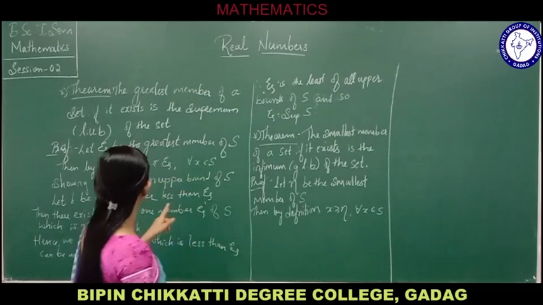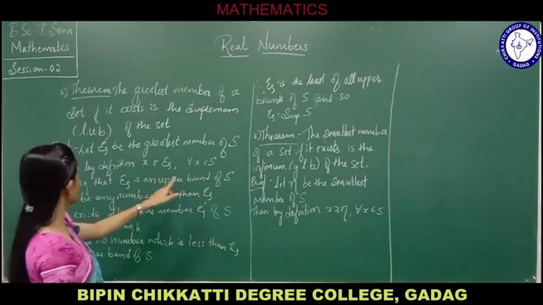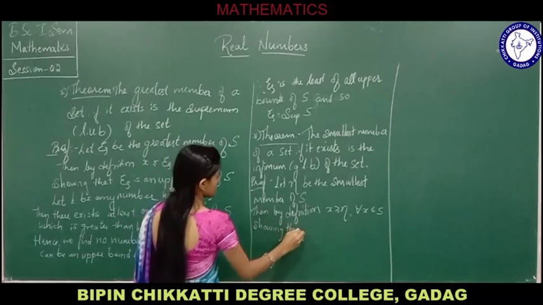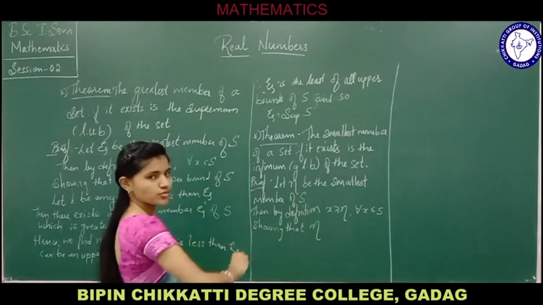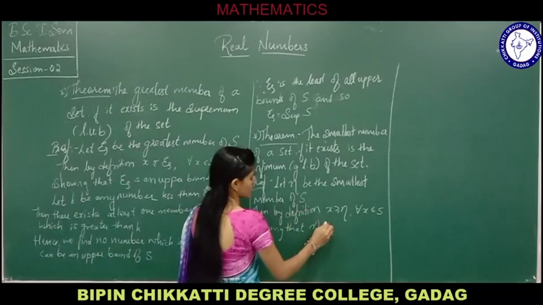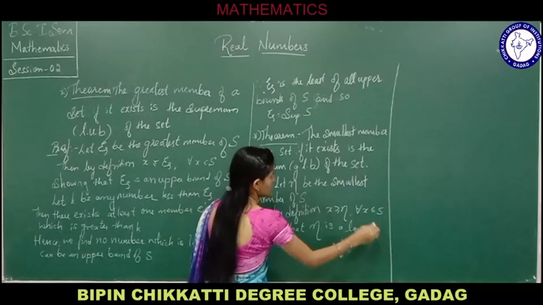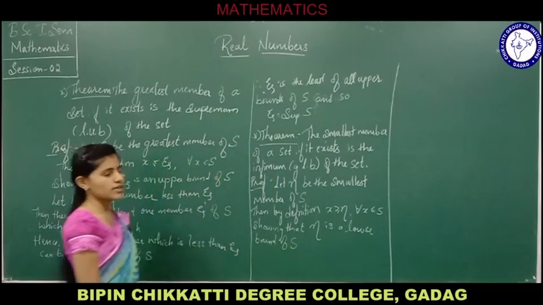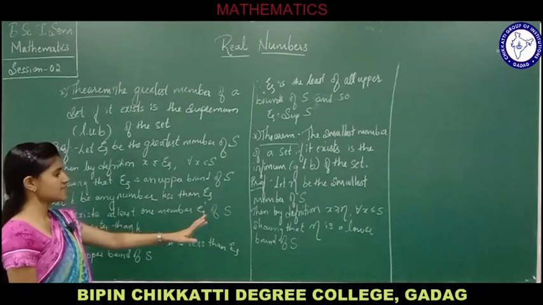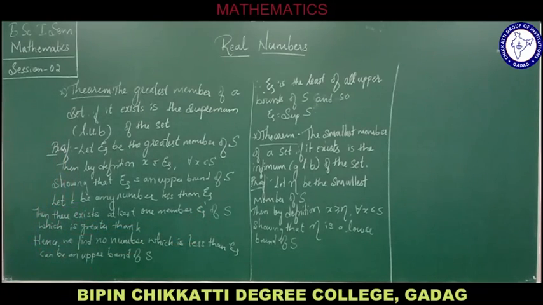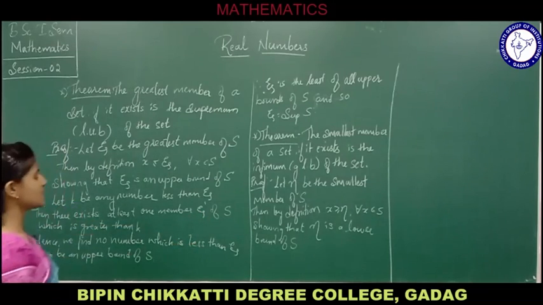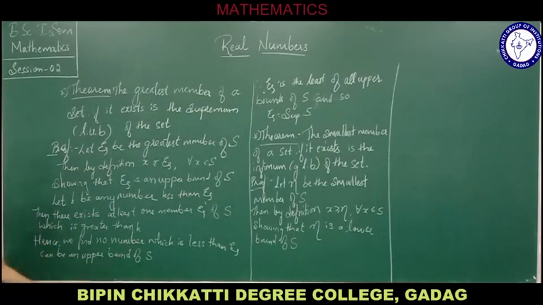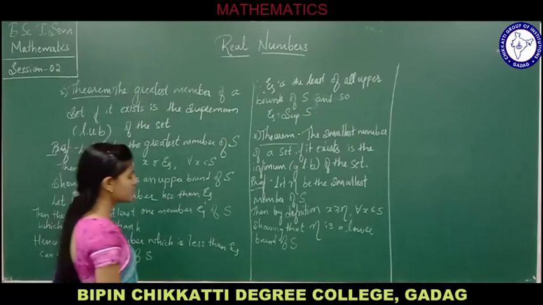What does it show? It shows that this eta is a lower bound of S. So x is greater than or equal to eta means that eta is a lower bound of S. Then what are we going to say? Let t be any number bigger than eta.